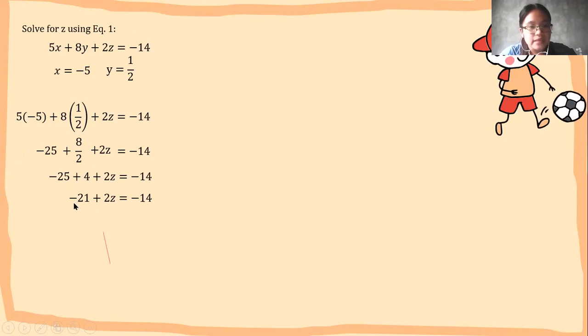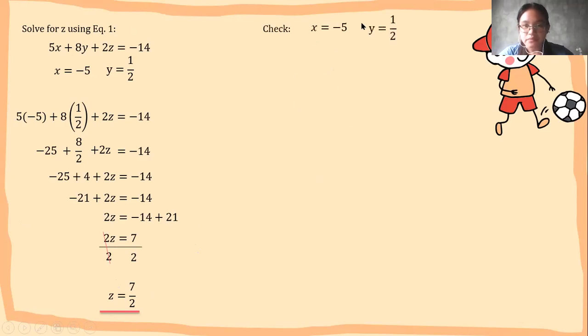Then the next step, let's transpose the negative 21 to the right side. So it will become positive 21. So 2z will remain on the left side. Then add, we have 2z is equal to 7. Then let's divide both sides by 2. Then cancel the 2. Then z is equal to 7/2. So this will be our value of z. So we have now the value of x, y, and z. So to check if our answers are correct, let's check using all values.